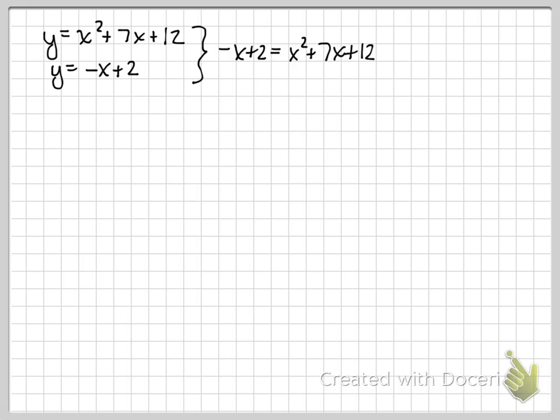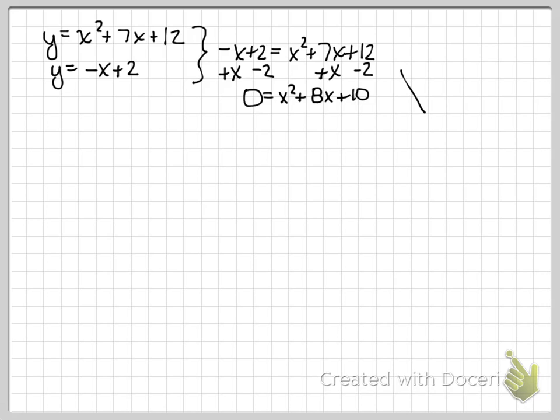Once you put them equal to each other, make them equal 0. So I'm going to add x to both sides, and I'm going to subtract 2. And I get 0 equals x squared plus 8x plus 10. Now I've got to factor it.